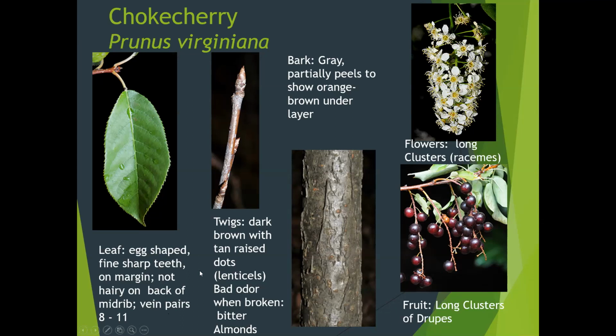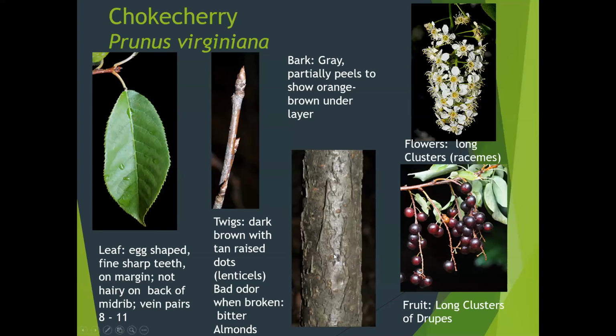And if you're not sure and you've got two branches that you think are cherry, you can actually count the vein pairs off the midrib. So here's the midrib, and then these are the vein pairs. So this will have 8 to 11. Again, we'll put together that little dichotomous key so you can refer to it.